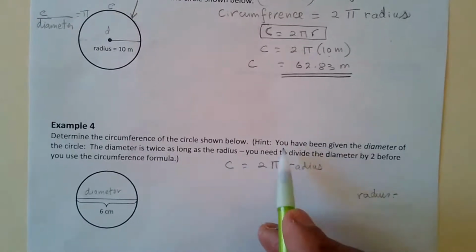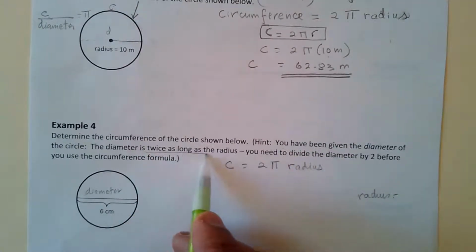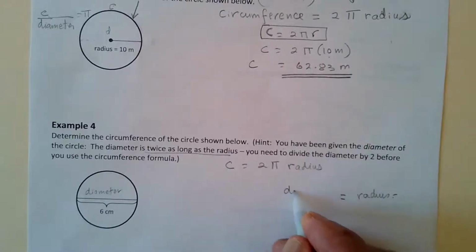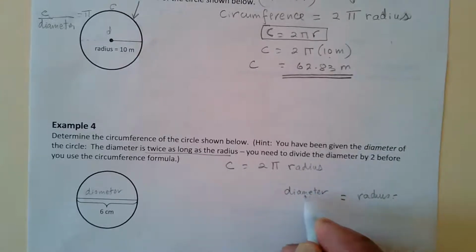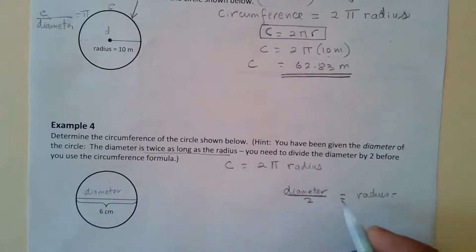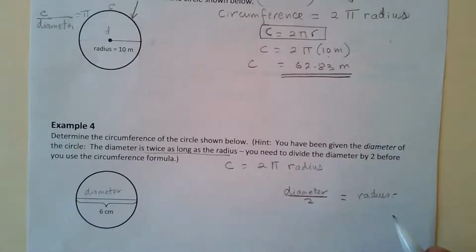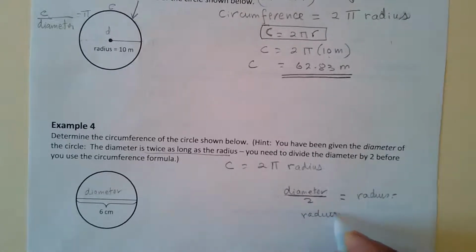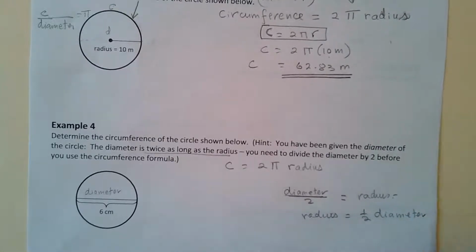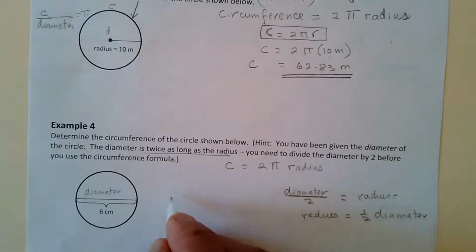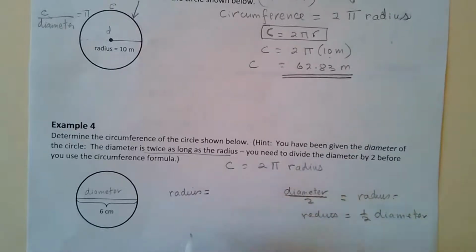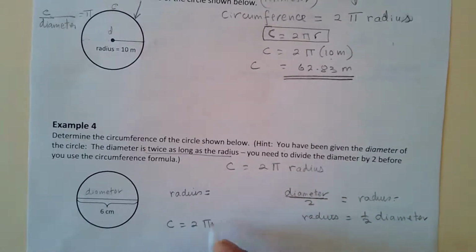They also give us a hint. The diameter is twice as long as the radius. So we need to find the radius. So the radius is equal to the diameter divided by 2. Another way of looking at it is the radius is equal to half the diameter. We need the radius.